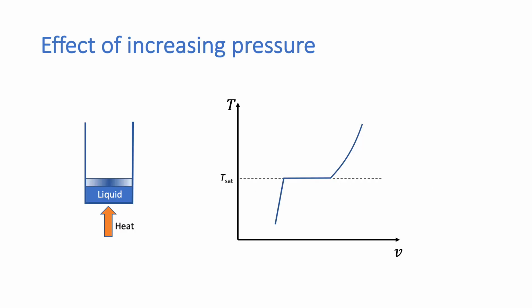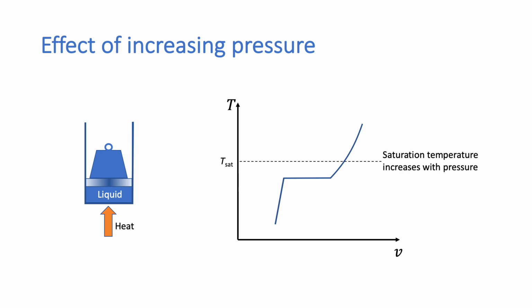Let us draw the isobar at a higher pressure. We can do this by putting a weight on top of the piston. The liquid is now under pressure. Because the pressure has gone up, the saturation temperature of the liquid has also increased. Now when we draw the line for the subcooled liquid, it'll extend all the way up to this new saturation temperature.